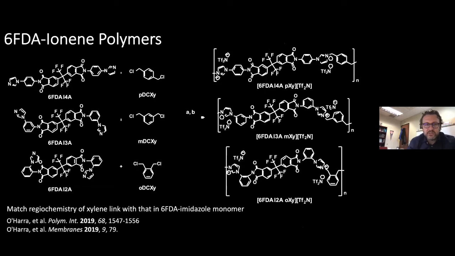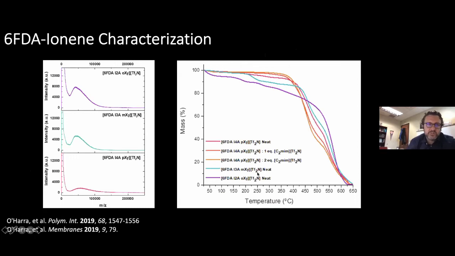And by the same chemistry, we can match a dichloroxylene, para, meta, ortho, to the corresponding 6-FDA compound. We can make different architectures where they are all isomers, but the positions of the groups are changed to para, meta, ortho. And when we did these, we saw that we got fairly good molecular weights, at least an average of 50,000, maybe a little higher. This is from MALDI-TOF MS. So we're seeing averages at least close to 50,000, if not a little bit more.